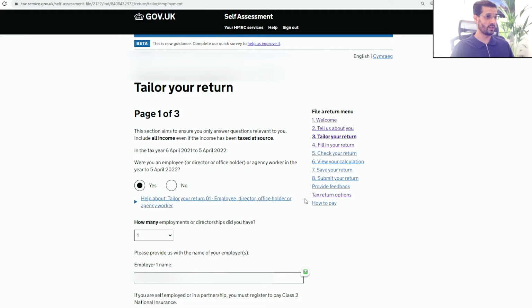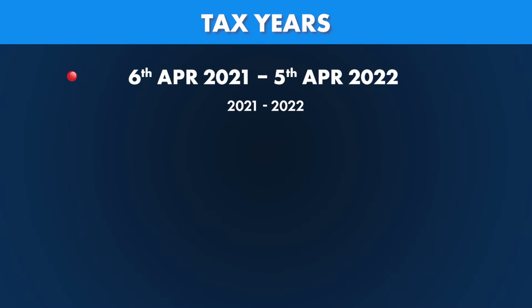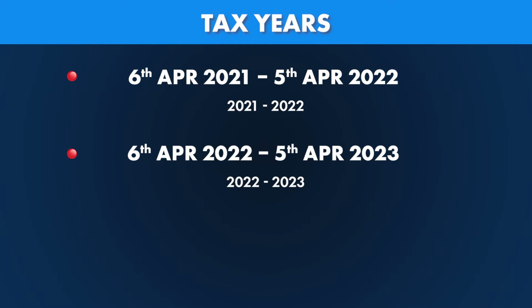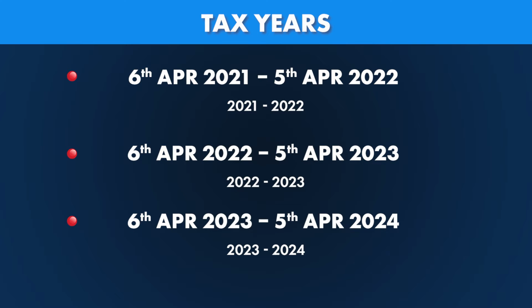So let's go through these options one by one. First of all, get familiar and understand the tax year in question, which is really important. So for the 21-22 tax year, that spans from the 6th of April 21 to the 5th of April 2022. And then for the 22-23 tax year, it's the 6th of April 2022 to the 5th of April 2023. And then so on, you get my gist.